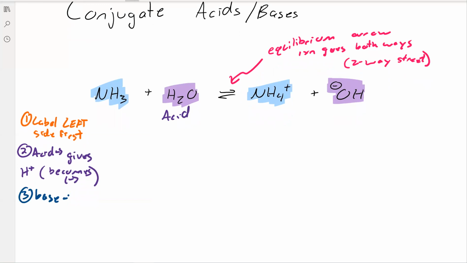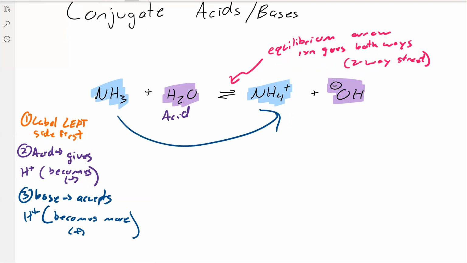The base is going to be the thing that accepts the H plus, and since it's accepting an H plus, it becomes more positive. Right, and if we think about that, that's the NH3. It goes from NH3 to NH4 plus. It's gained an H plus. So that's the base.